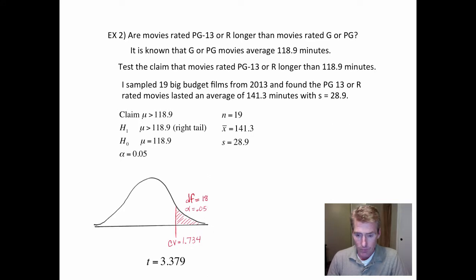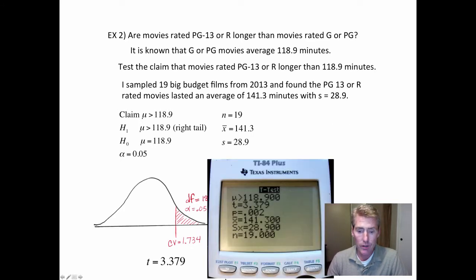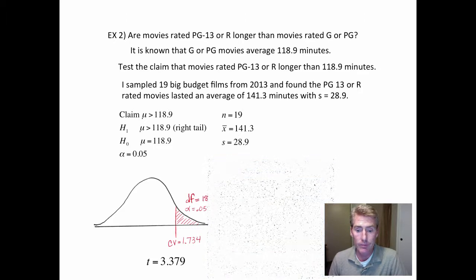If you were to use the p-value, this is extremely small, and since it's less than 5%, we can reject and make a conclusion. Or you can use the critical value method. 3.3 definitely goes past 1.7, so we actually did prove something.